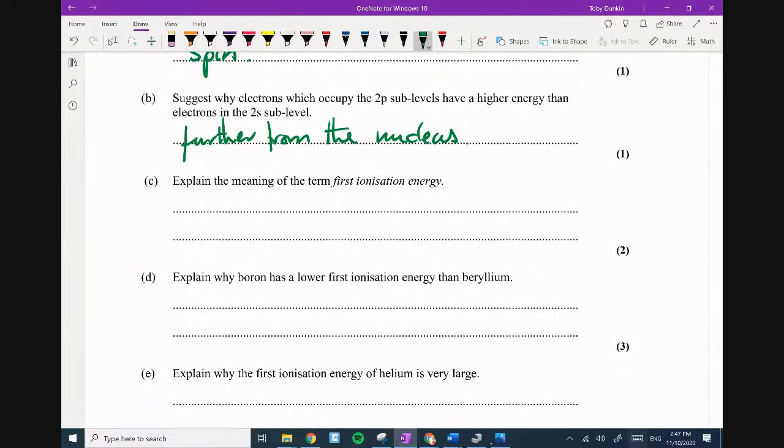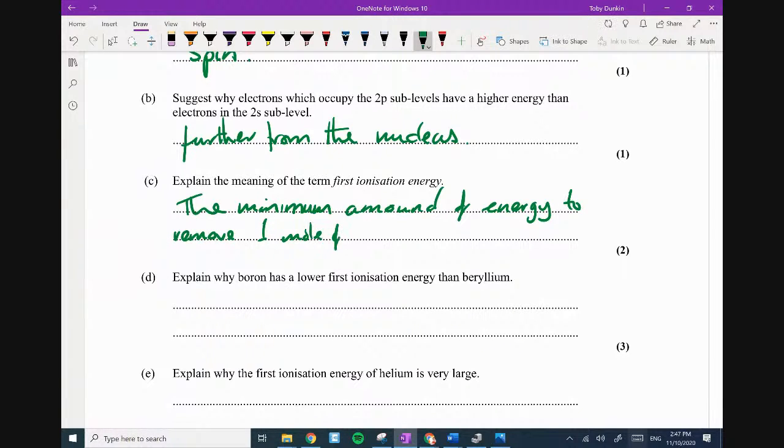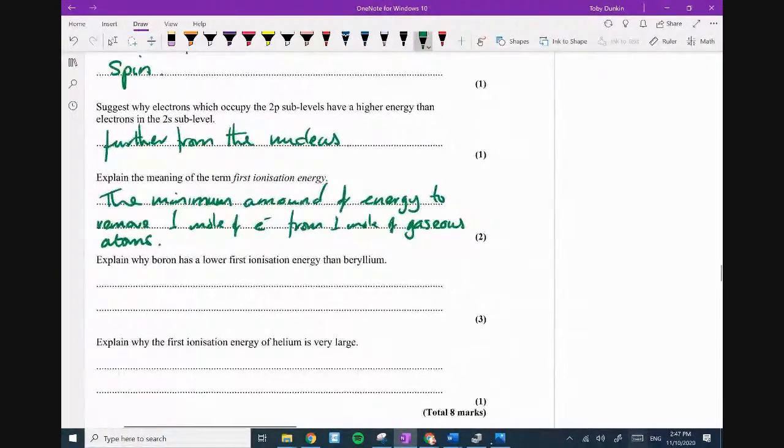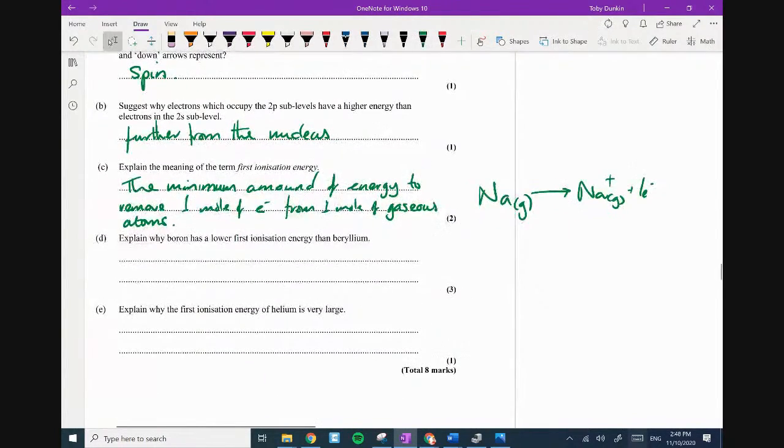Explain the meaning of the term first ionization energy. The minimum amount of energy to remove 1 mole of electrons from 1 mole of gaseous atoms. I like it. Give an equation, sodium gas going to sodium 1 plus gas and 1e minus. Give the equation as well, guarantees you the mark.